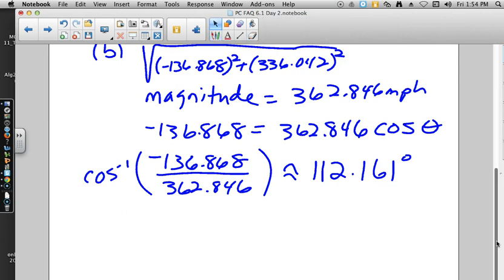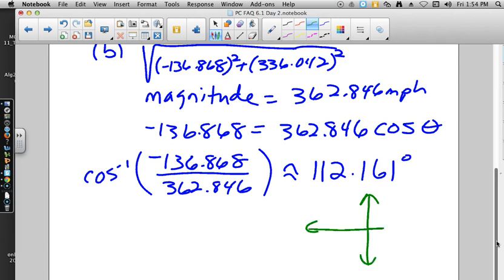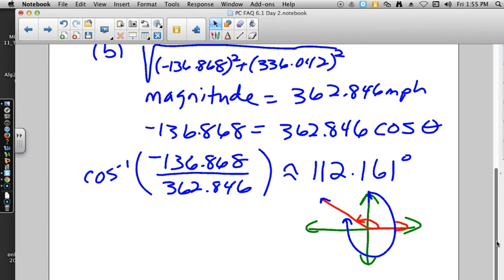So let me give you a picture here of where our 112 is at. So our 112 is over here. And what we want to know for bearing is from due north, how do you get to here? So what we would probably want to do is say, all right, that red one, if I just subtract from 180, I'll know this little angle theta right here. So if I take my little 180 minus 112.161, that's this little angle theta.